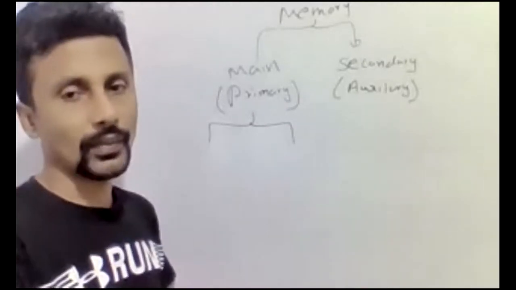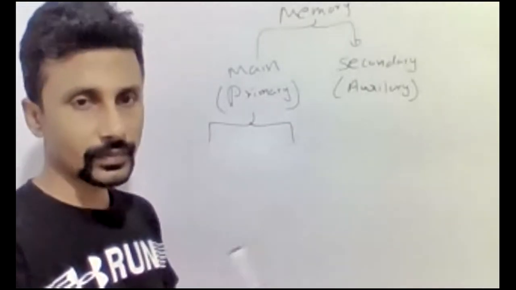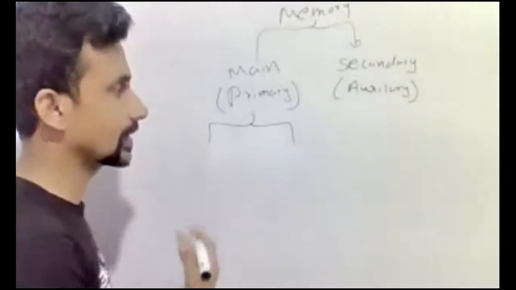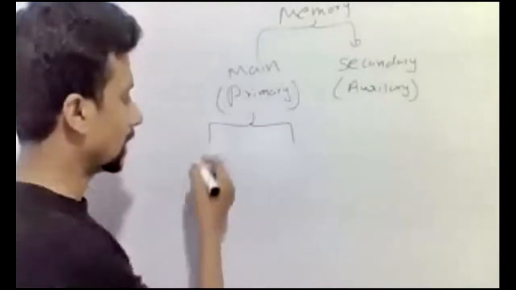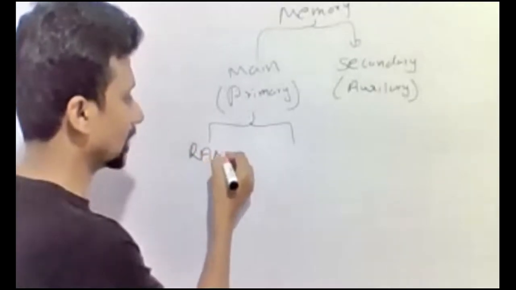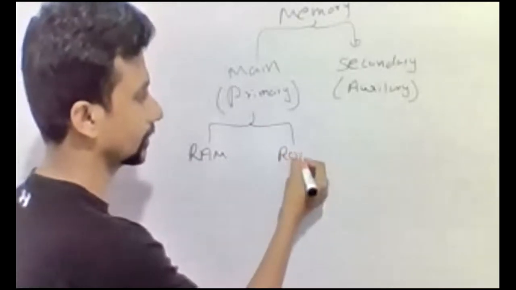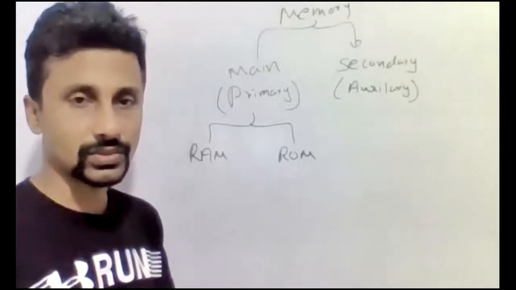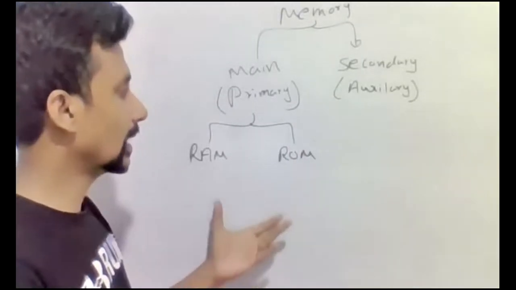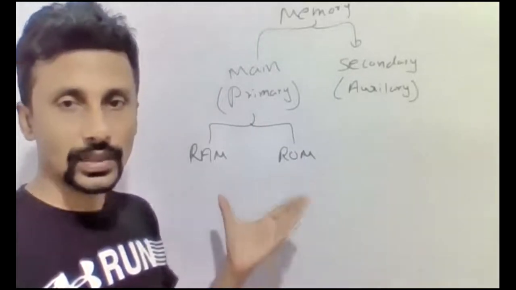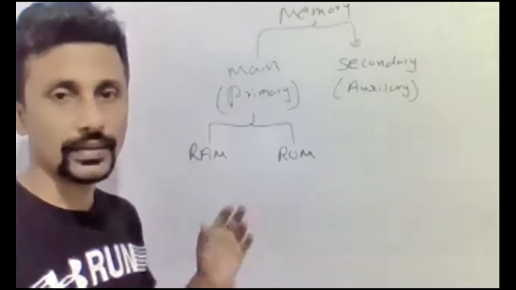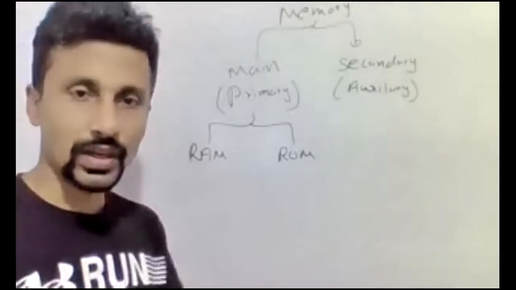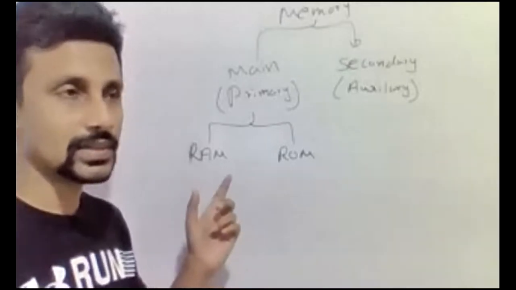Again, now when you take main memory, we have temporary memory. These are actual temporary memories. But there are RAM, random access memory, and ROM. Other than that, you have cache memory and registers also, right? But in your syllabus, we are dividing like this, though we have registers and cache memories also. I will cover that part when I'm discussing.